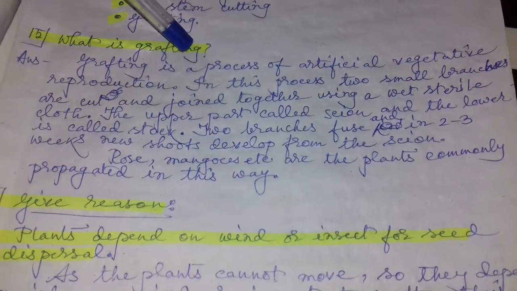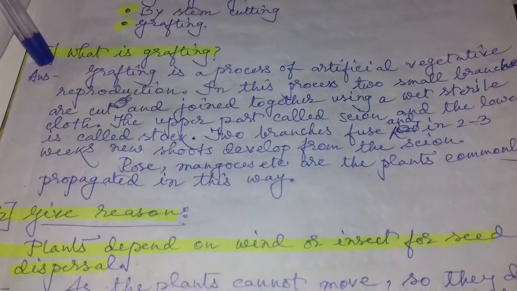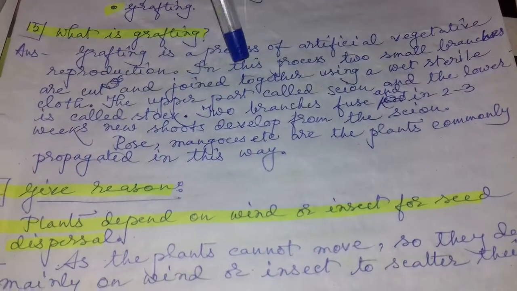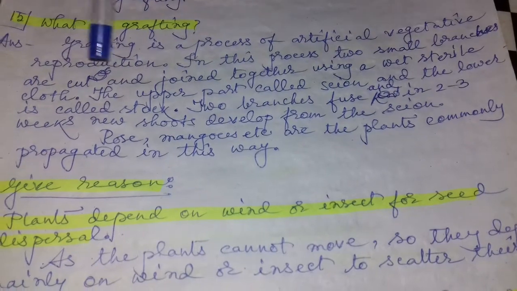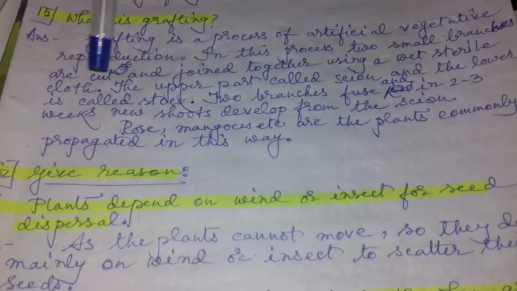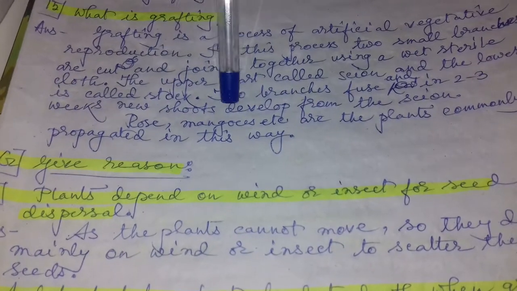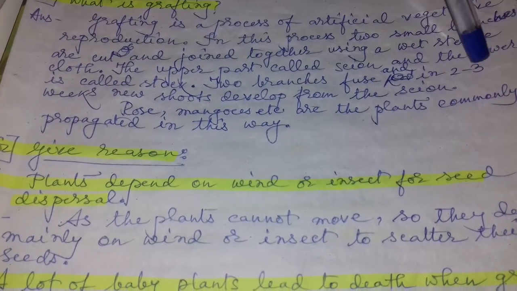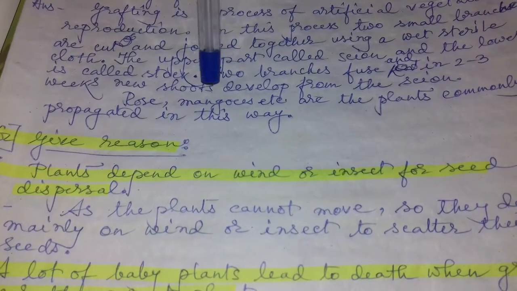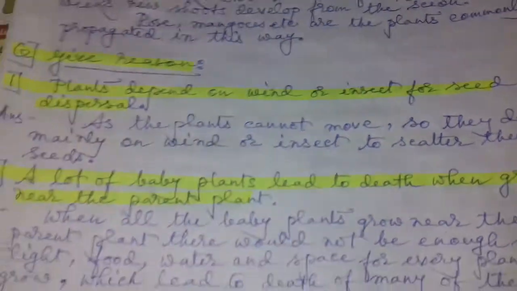What is grafting? The next question is question number 15. What is grafting? Grafting is a process of artificial vegetative reproduction. In this process, 2 small branches are cut and joined together using a wet sterile cloth. The upper part is called scion and the lower part is called stock. The 2 branches fuse and in 2 or 3 weeks, new shoots develop from the scion. Rose, mangoes, etc. are the plants commonly propagated in this way.